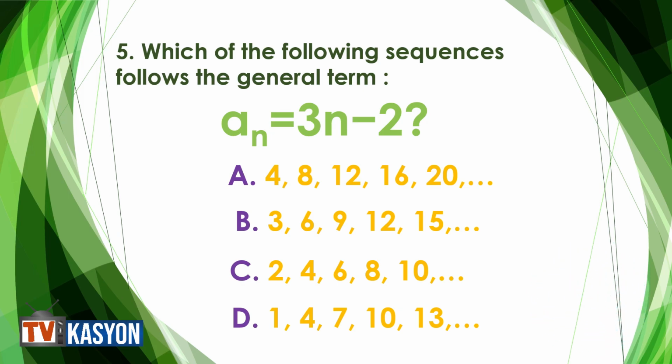The answer is letter D. 1, 4, 7, 10, 13. Why? Because if we do the calculations by substituting the values of n, we get 1, 4, 7, 10, and 13. Excellent!